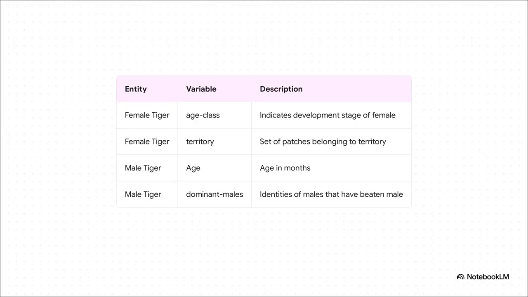So, let's make this real. Here's an example of what that overview part looks like, taken from an actual model of a tiger population. You can see it clearly lays out the entities, in this case, female and male tigers, and their state variables, stuff like their age or the territory they control. There's no guesswork here. Right from the start, you know exactly what's in the model.